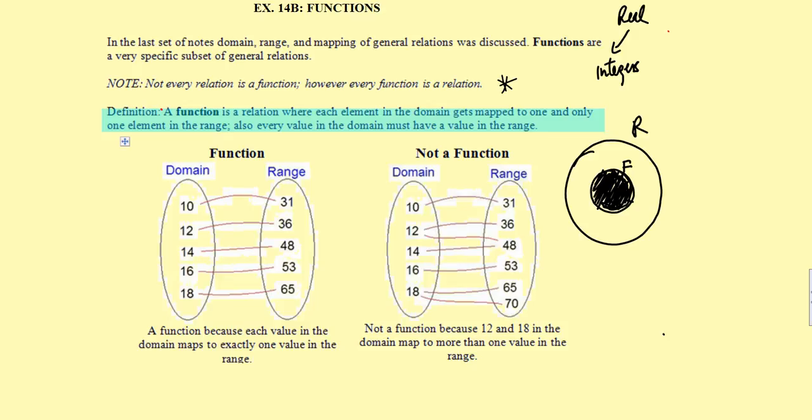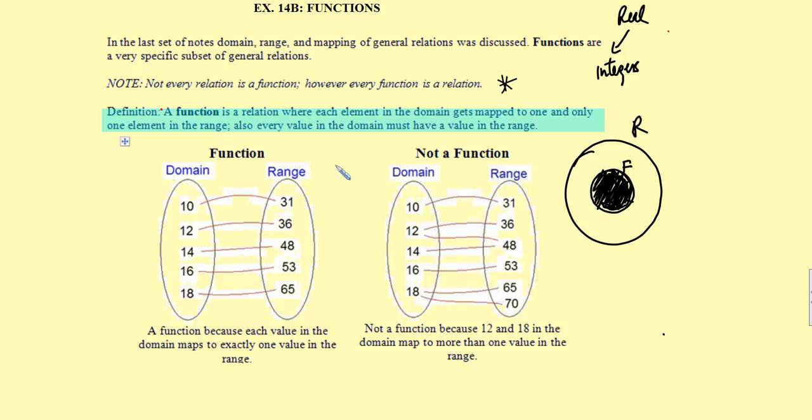The subsets of the real numbers would be the integers, or the rational and irrational numbers, and then the rational numbers break up into the integers, then the whole numbers, and then the natural numbers, and so forth. So a function really is a relation where every element in the domain, so every value of the x, is going to get mapped to one and only one element in the range. What that means is that every value in the domain has to have a value in the range.